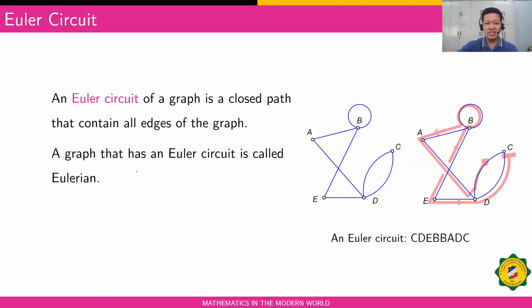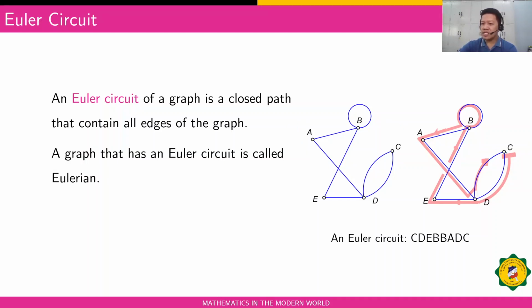An Euler circuit of a graph is a closed path that contains all edges of the graph. A graph that has an Euler circuit is called Eulerian. Okay? So in this graph, let's check whether it has an Euler circuit. Okay, so in here, it starts with one vertex and ends with the same vertex.